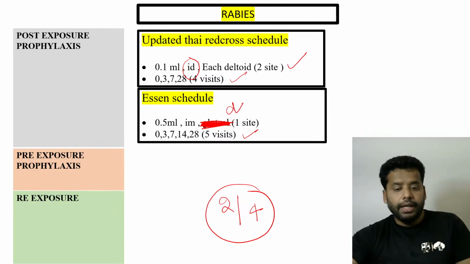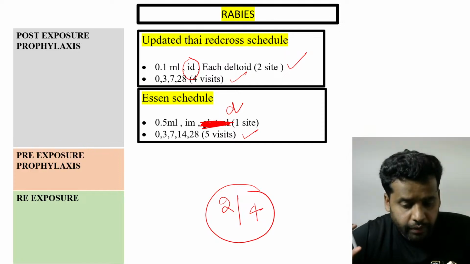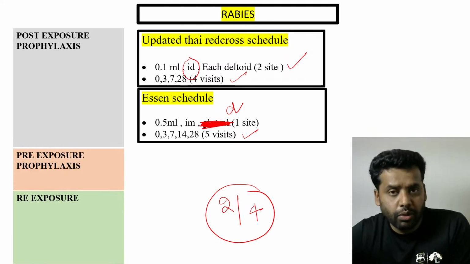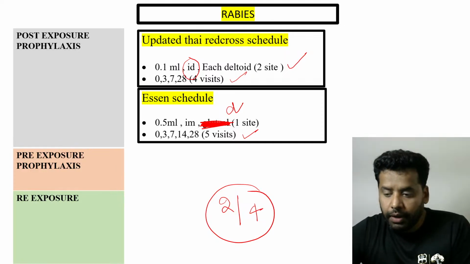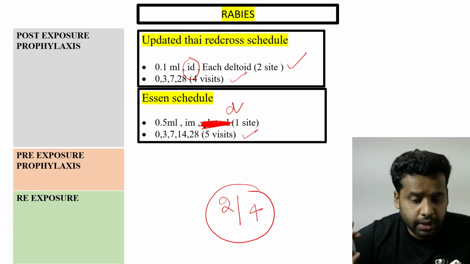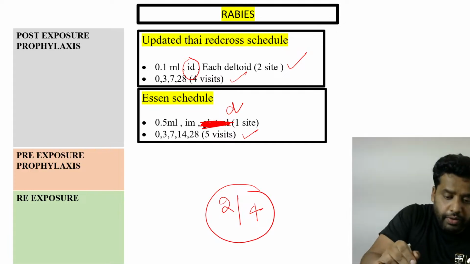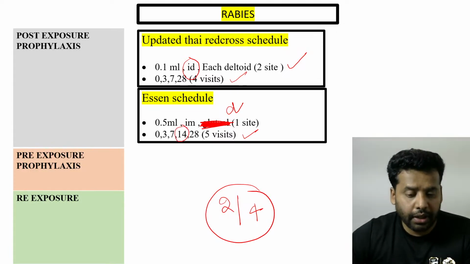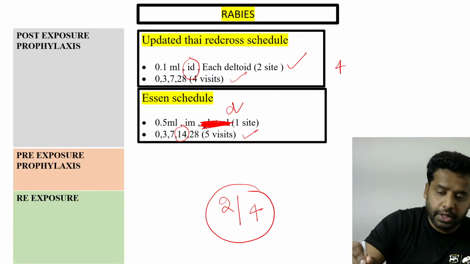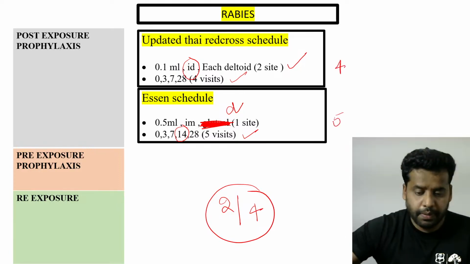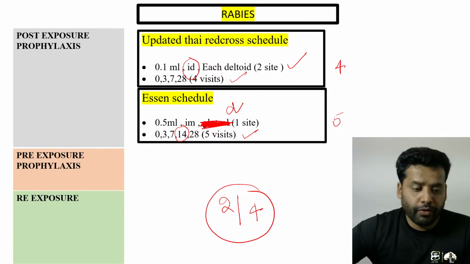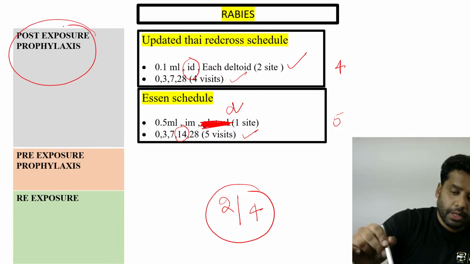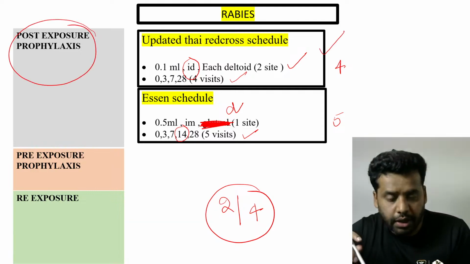0.5 ml intramuscular deltoid. Remember this. How many sites? 1 site. 5 visits. So 1 visit is extra for the patient. So Thai schedule is 4 visits, SN schedule is 5 visits. What is preferred for post-exposure? I am asking. The updated Thai Red Cross schedule is preferred.